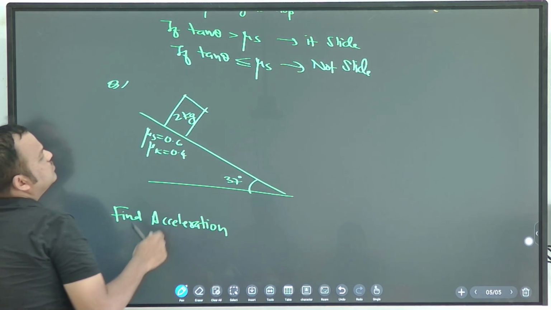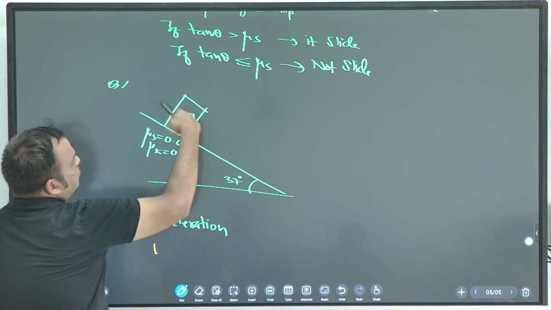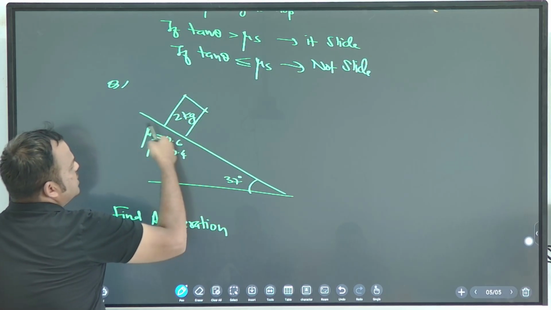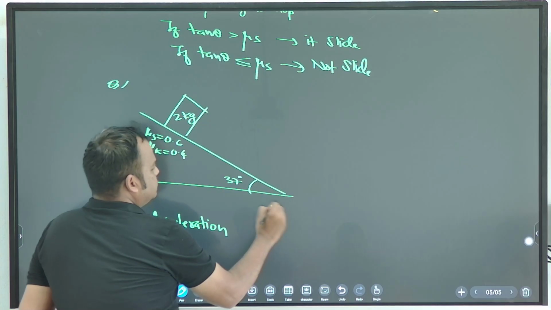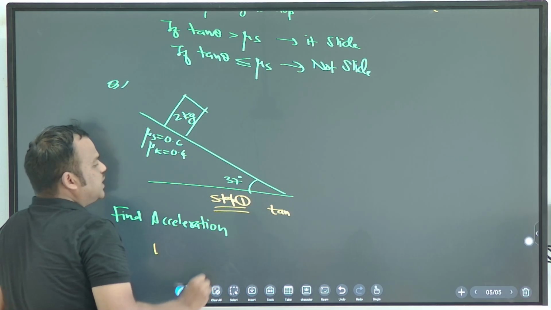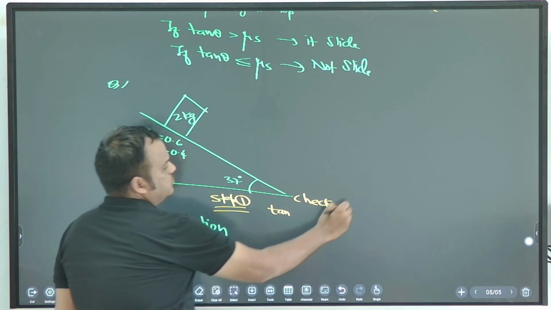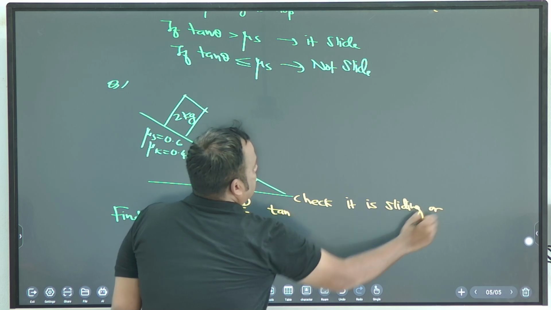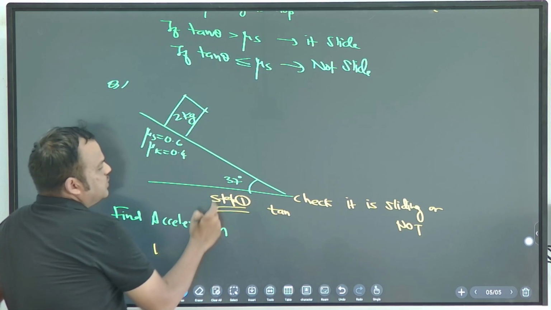Read the question. A rough inclined plane is there, and a 2 kg block is on it. Mu s is given, mu k is given, the angle is given. So first you calculate tan theta. Step 1: check whether it is sliding or not. How to check? Calculate tan 37.